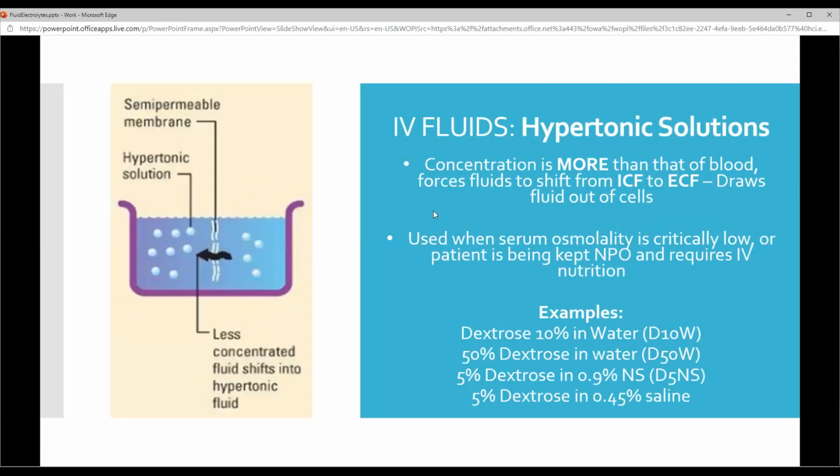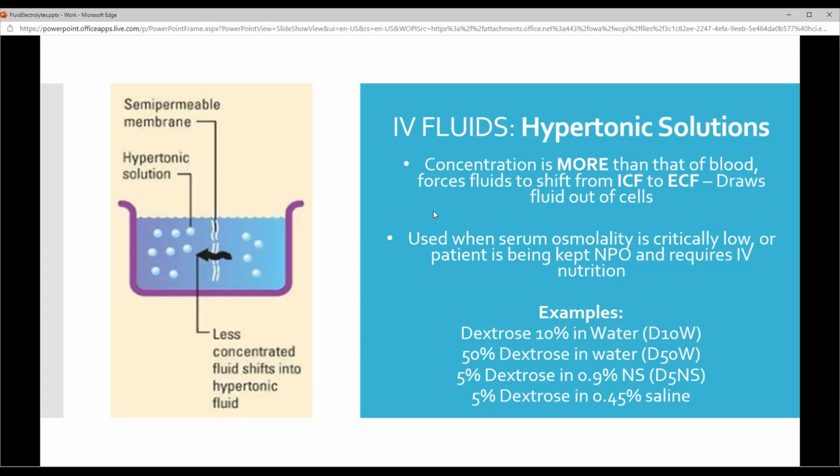Next, hypertonic solutions. Hypertonic solutions are more concentrated than the blood. So they're going to draw fluid out of the cell, to that area of higher concentration. So you usually reserve these for people whose osmolality is super low, so either they have super low sodium or something like that. That's usually when you're going to use these, or when the patient is NPO and they require that IV nutrition.